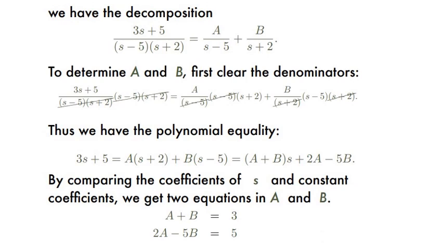A by s minus 5 plus b by s plus 2. In order to find a and b, multiply completely with the denominator s minus 5 into s plus 2 and cancel the common terms. So 3s plus 5 equal to a into s plus 2 plus b into s minus 5. Now to solve for a and b, compare both sides with the coefficients of s and the constants. You will get two equations in a and b. That is a plus b equal to 3 and 2a minus 5b equal to 5. And then you have to solve these two equations.